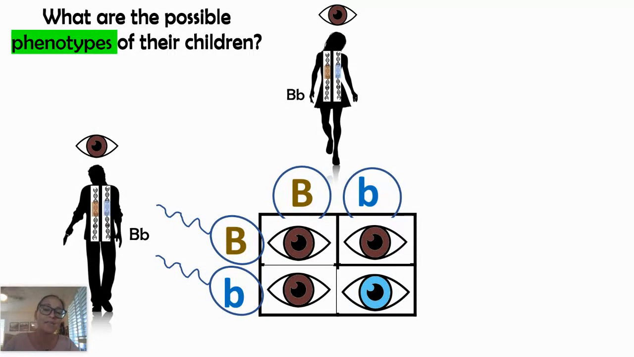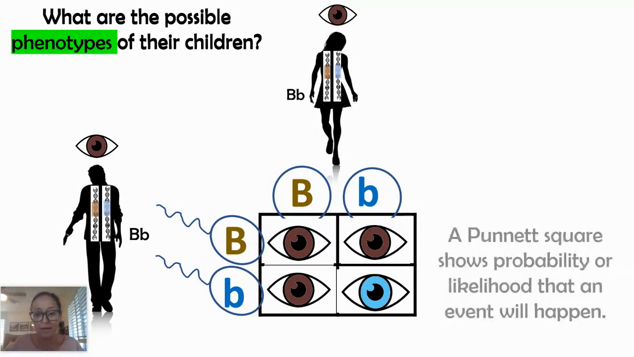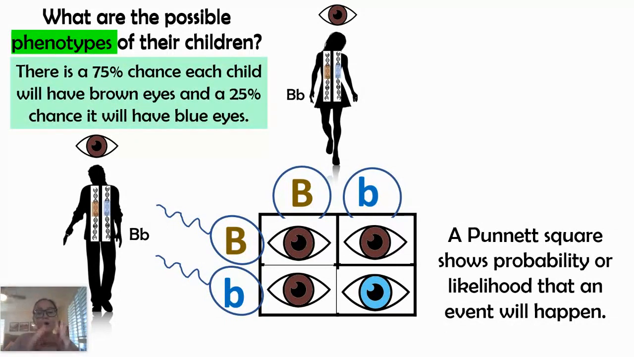But really, this family isn't going to have 4 children necessarily. The Punnett square, the 4 boxes, is showing us the likelihood or probability of these phenotypes happening. It's only showing us the likelihood that something will happen. So in reality, if I look at all the possible combinations between these two parents, there is a 75% chance that they'll have a child with brown eyes. There's a 25% chance their child will have blue eyes.